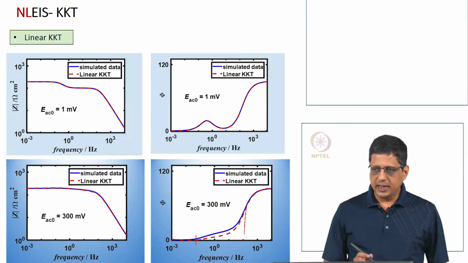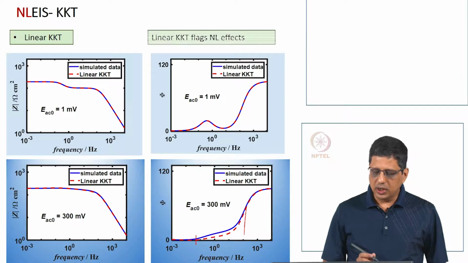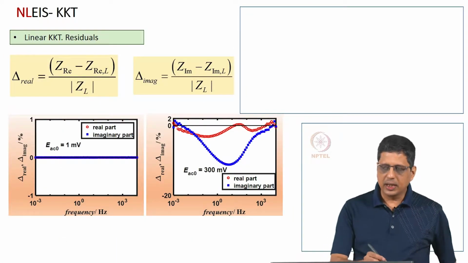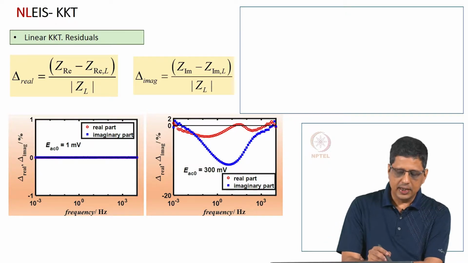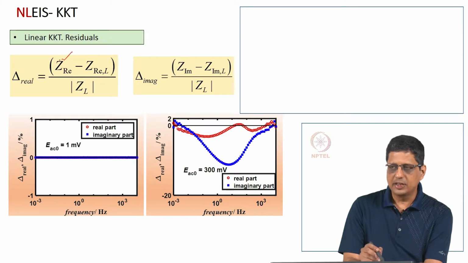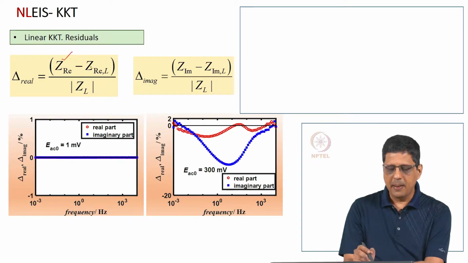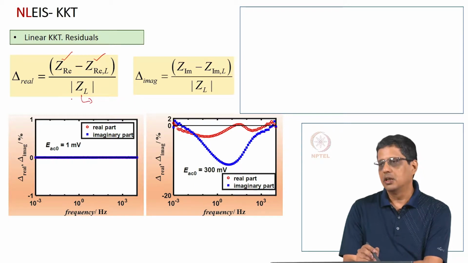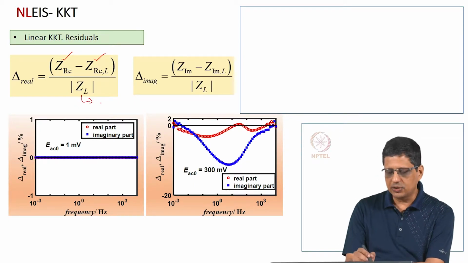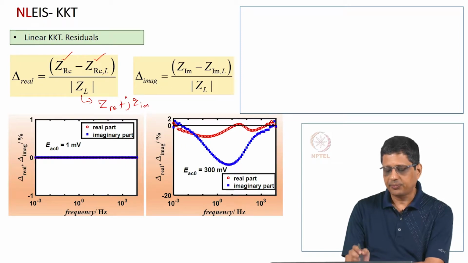In case of linear KKT software, it is also good to look at the residuals. This also flags the nonlinear effect, but one can calculate the residuals. The residual in the real values are basically our simulation or original data minus the best fit measurement model data, divided by the modulus of the z, not z real or z imaginary, but actual z, which is z real plus j z imaginary.